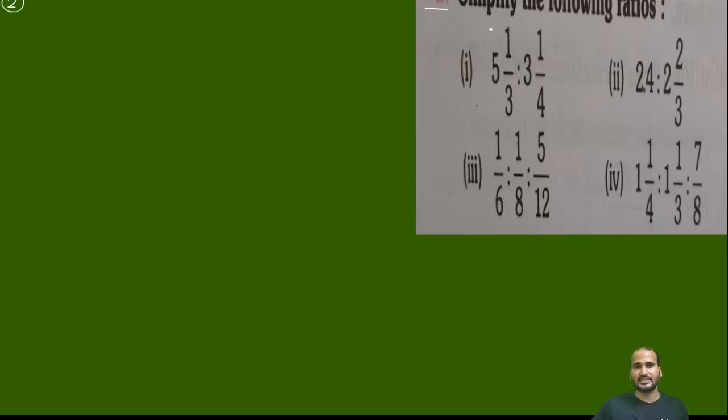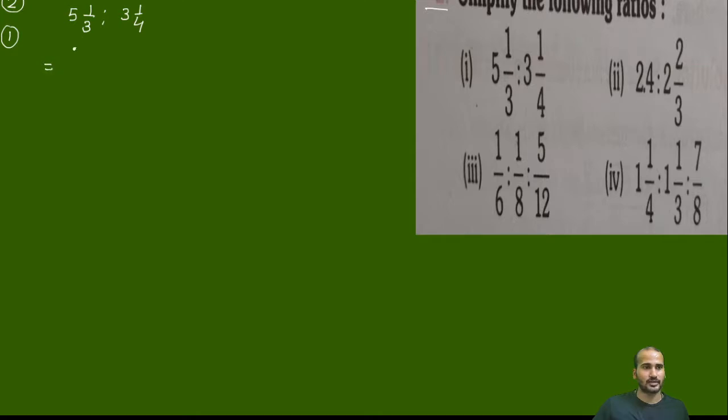It is saying simplify the following ratio. So you have to simplify this ratio given here on your screen. What is that? First one is 5 whole 1 by 3 is to 3 whole 1 by 4. So firstly solve this whole number. This is a mixed fraction, and we also know how to solve the mixed fraction. So we have to solve this one.